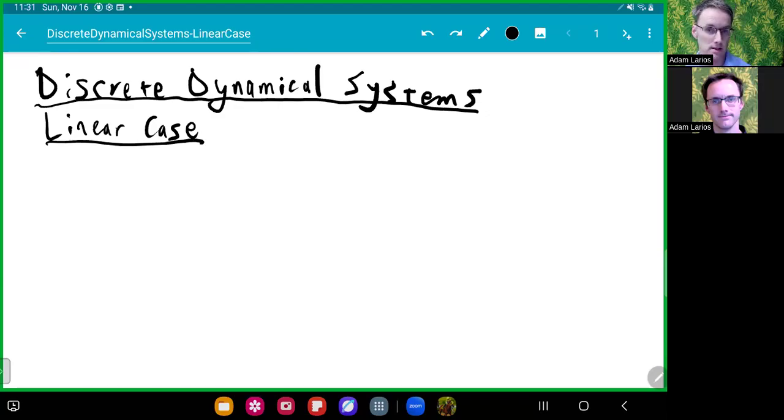The linear case is fairly well behaved. In the next lecture, we'll talk about the nonlinear case, which is arguably quite a bit more interesting. But this one is still pretty interesting as well.